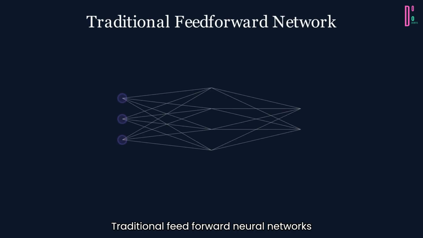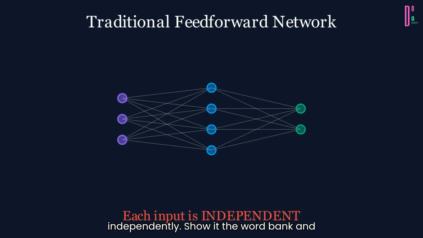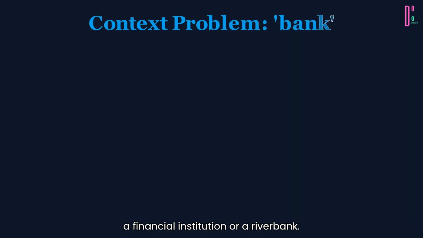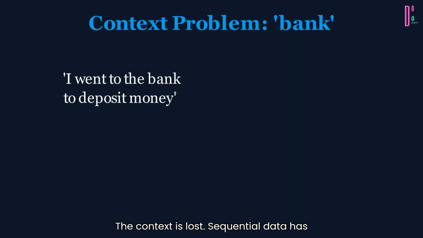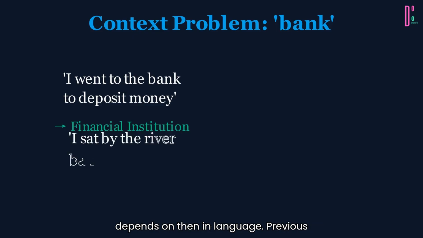Traditional feed-forward neural networks have a fatal flaw. They treat every input independently. Show it the word bank, and it has no idea if you're talking about a financial institution or a riverbank. The context is lost. Sequential data has temporal dependencies. The meaning of now depends on then.